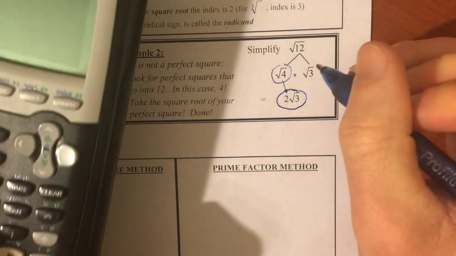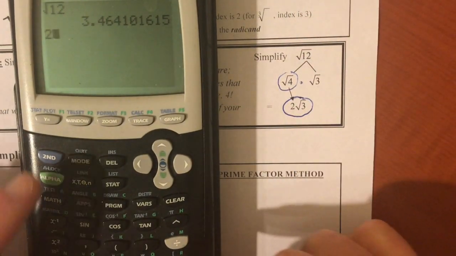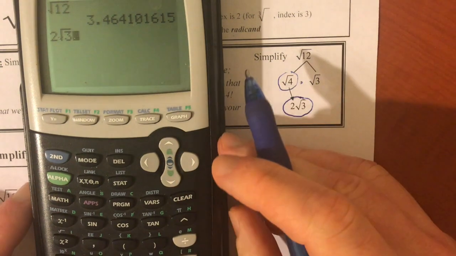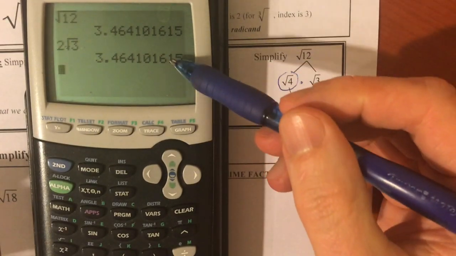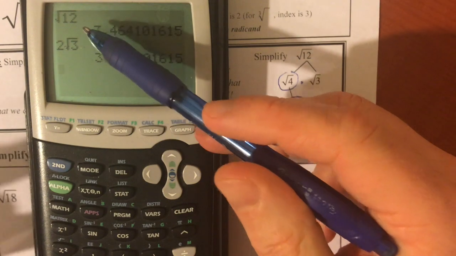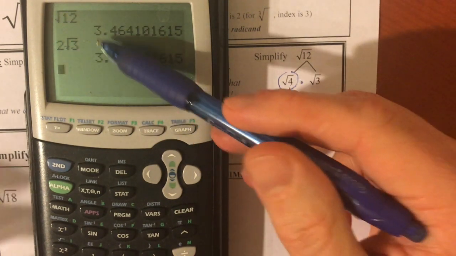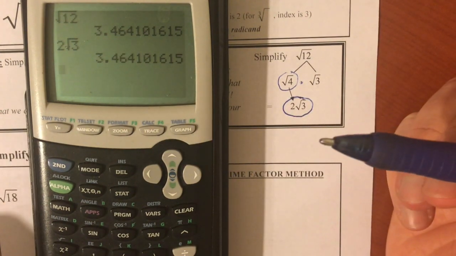I like root because it's only one syllable, it's faster. But notice if you were to put 2 root 3, that means 2 times the square root of 3, in your calculator, you would get the same exact decimal because you're not changing the value of it. It means the same thing. You're just expressing this with a smaller inside number. So you're reducing the radical. That's what we call it, just like reducing a fraction.